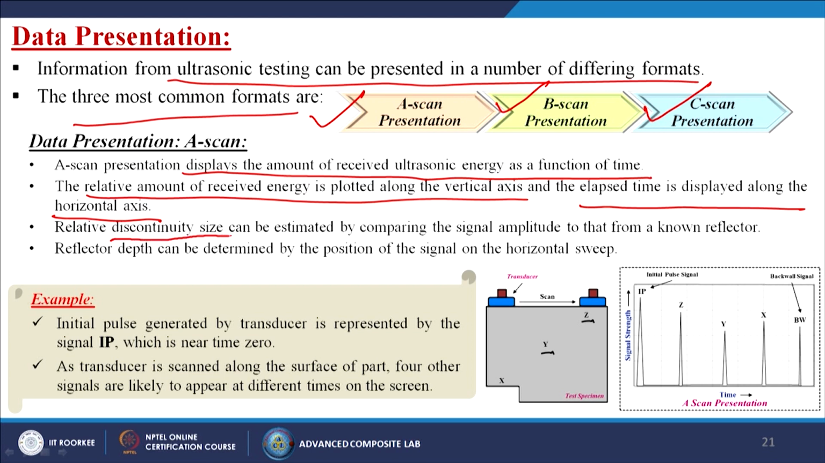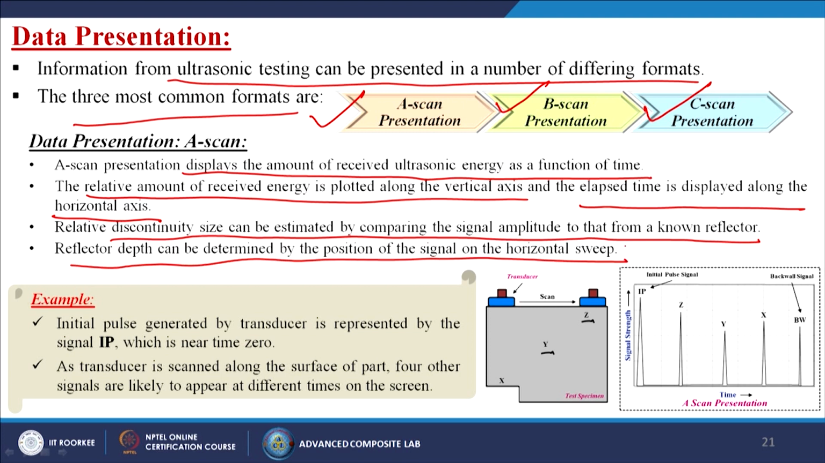Relative discontinuity size can be estimated by comparing the signal amplitude to that from a known reflector. Reflector depth can be determined by the position of the signal on the horizontal sweep. Examples. Now we have one transducer here, that is the transmitter, and another one, the receiver.